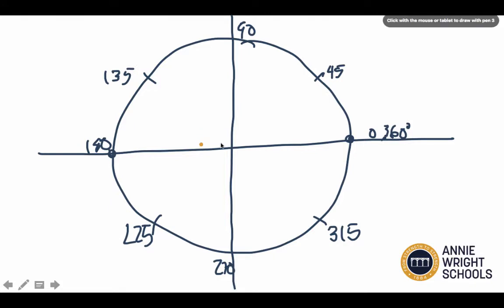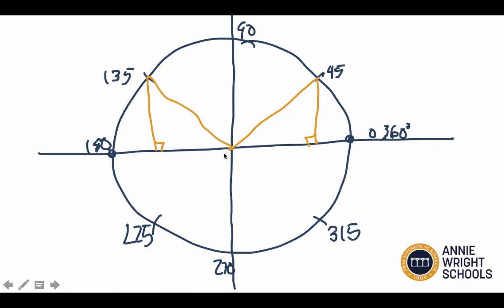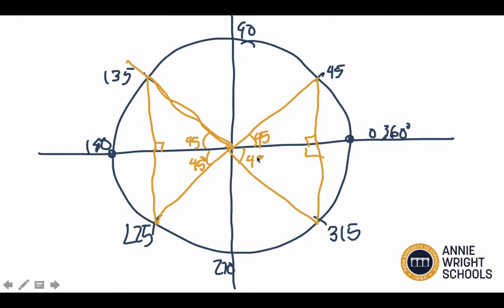Notice that those angles also make triangles with the x-axis, such that the angle between the terminal side of the angle and the x-axis will always be 45 degrees. And now what I have is a bunch of 45, 45, 90 triangles. Good? Now, why does this matter at all?